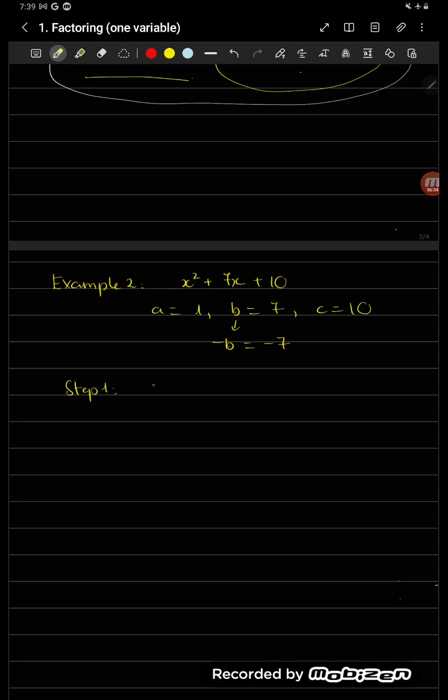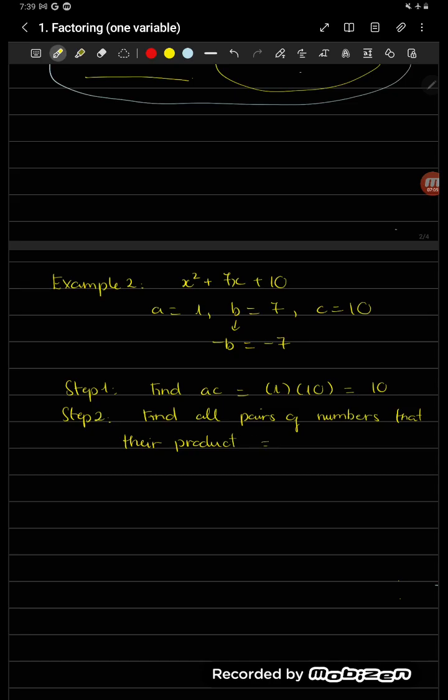So a times c equals 1 times 10 equals 10. Okay, and step 2, you need to find all pairs of numbers that, if you multiply them with each other, their product equals 10.